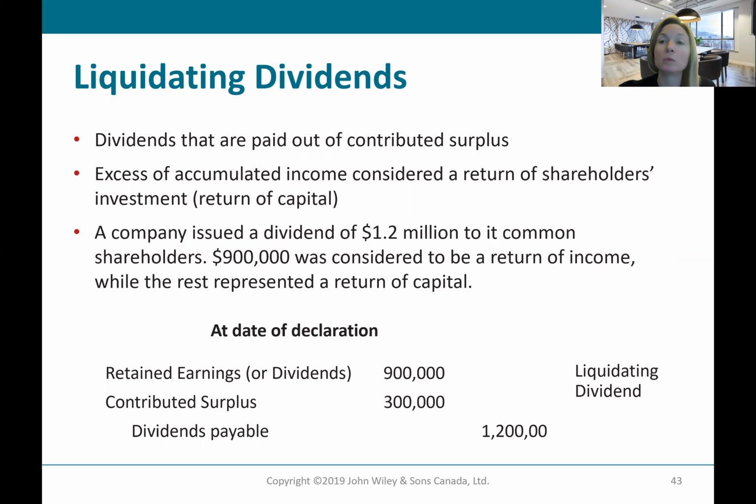So at the date of declaration, which is when we need to record the liability, we're going to debit retained earnings or dividends. They're just illustrative accounts. And so we're decreasing our retained earnings or dividends, whichever account we choose, for 900,000. Because it says 900,000 was considered to be a return of income, meaning it's going to go through retained earnings or this illustrative dividend account that we have in our shareholders equity section. Then the remainder, which would be 1.2 minus 900, which is 300,000, is going to be paid out of contributed surplus, which is why it says a return of capital. And then the total of those two amounts is going to be recorded as a dividend payable on our statement of financial position until we actually pay out the dividend in cash, which is always done at a later date.